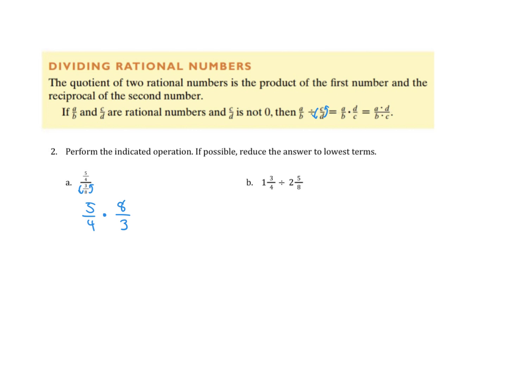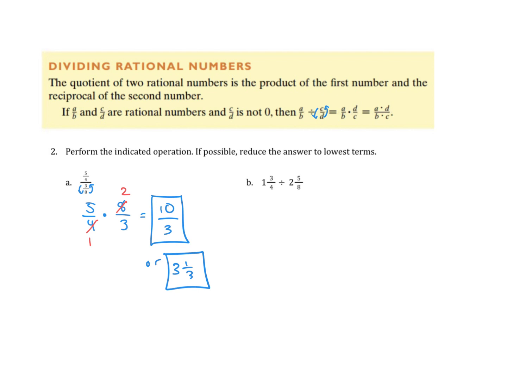The 4 and the 8 can both be divided by 4. 4 divided by 4 is 1. 8 divided by 4 is 2. The 5 and the 3 can't be simplified together, so that's as much as I can simplify ahead of time. And then I do 5 times 2 is 10, 1 times 3 is 3, and 10 over 3, or 3 1/3, would be our answer.